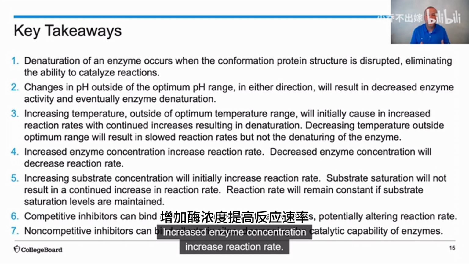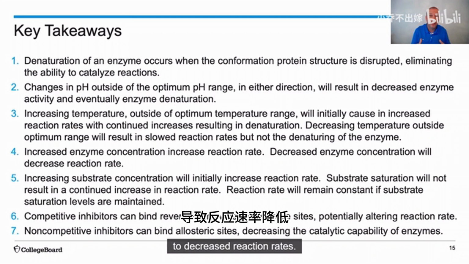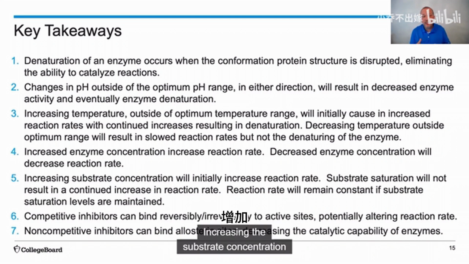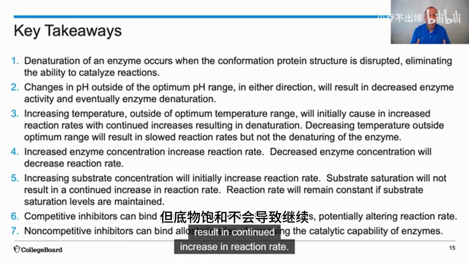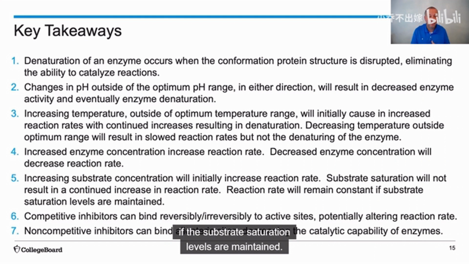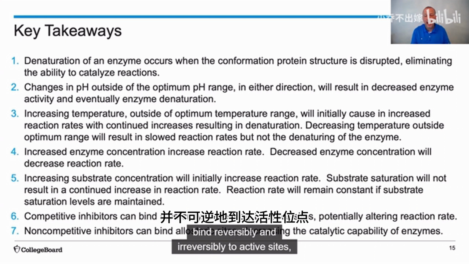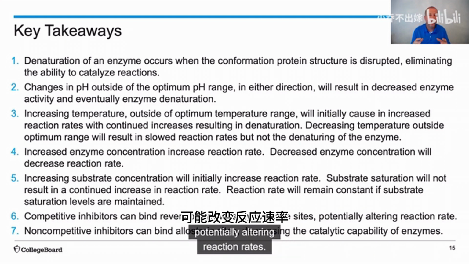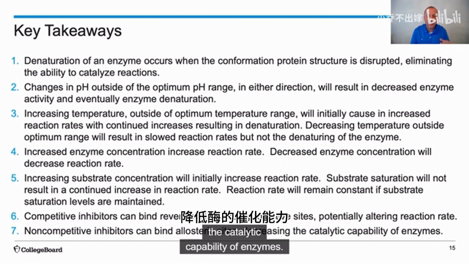Increased enzyme concentration, increased reaction rate. Decreased enzyme concentration leads to decreased reaction rates. Increasing the substrate concentration will initially increase the reaction rate, but substrate saturation will not result in a continued increase in reaction rate. The reaction rate will remain constant if the substrate saturated levels are maintained. Competitive inhibitors can bind reversibly and irreversibly to active sites, potentially altering reaction rates. Finally, non-competitive inhibitors can bind to allosteric sites, decreasing the catalytic capability of enzymes.